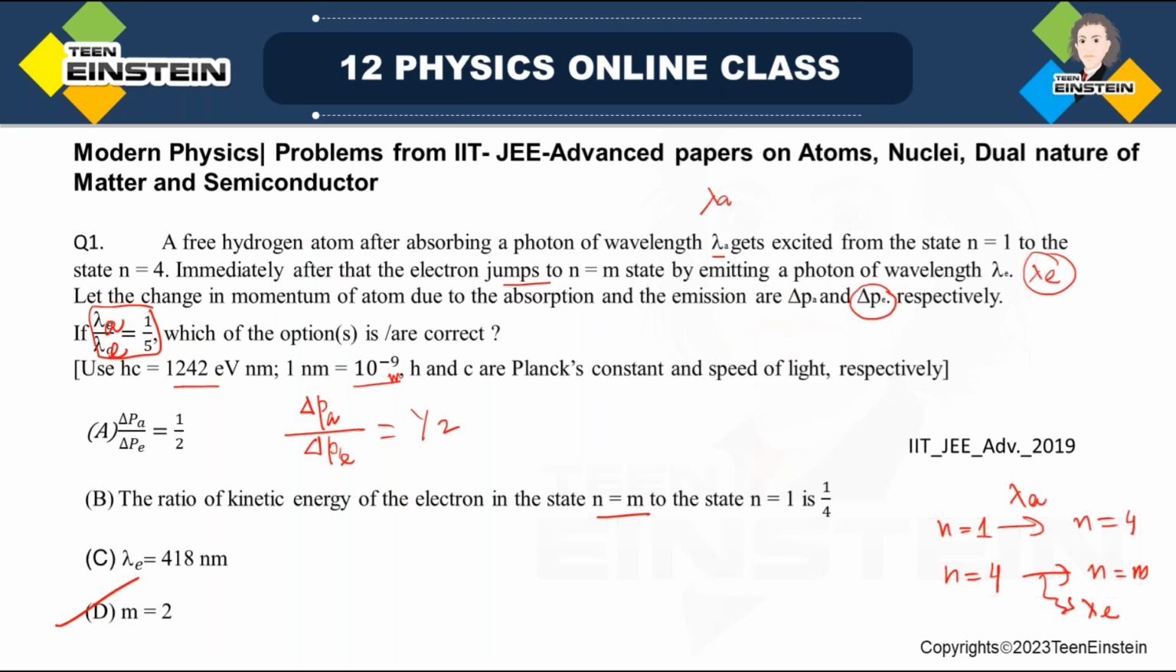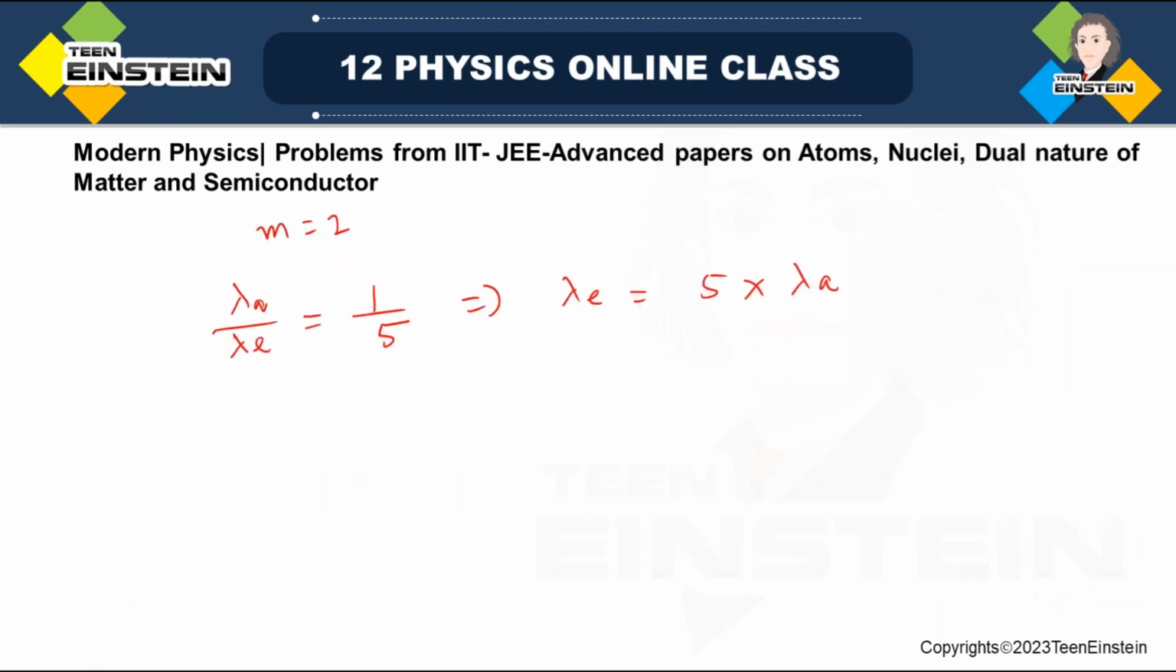Even lambda a is also not given. So to find out lambda e, we can directly put in this equation: 1 over lambda e is equal to R Z square, Z is 1, so R hc Z square.